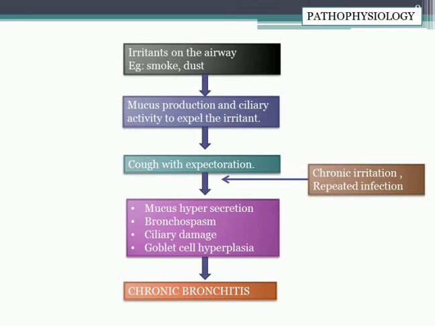But if there is a chronic irritation or repeated infection in the respiratory tract, then there is hypertrophy and hyperplasia of the goblet cells, the mucus producing cells. That causes mucus hypersecretion. Along with that, vagus nerve influence will be there, which causes bronchospasm, the sudden narrowing of the bronchial smooth muscles. Also the ciliary damage. So these conditions together form chronic bronchitis.